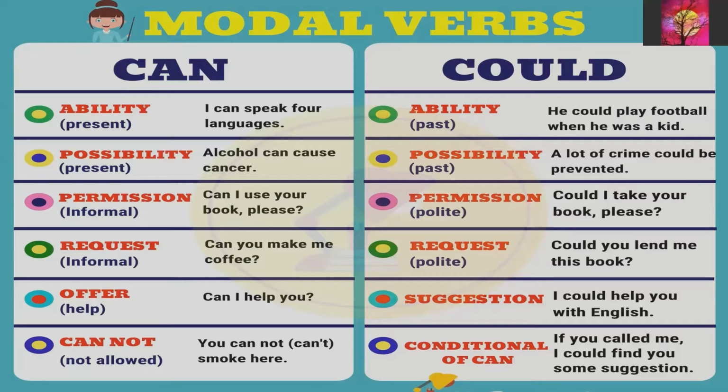Next, it expresses possibility. "Alcohol can cause cancer." So here we find that the modal verb can be used when we want to show that something may be probable because of this. Permission. It is used when we need to ask for permission. For example, when we are informally asking permission, we can say, "Can I use your book, please?"